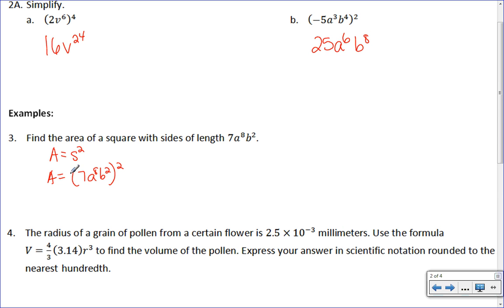Okay, so now this looks like the same types of expressions we've been simplifying already. So we'll make sure everything in the parentheses gets squared. We'll end up with 7 squared, and then a to the 8th squared, so a to the 8 times 2 is 16, and then b to the 2nd squared, b squared squared, so 2 times 2 is 4. But of course we can write 7 squared a little bit more simply, so we'll go ahead and write that as 49, a to the 16th, b to the 4th.